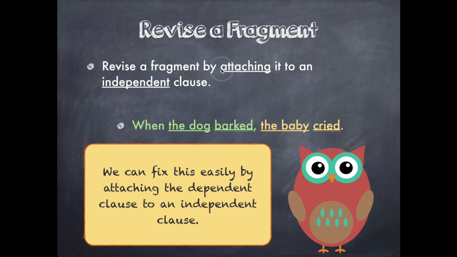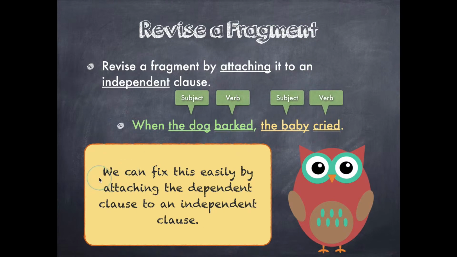You can revise a fragment by attaching it to an independent clause. When the dog barked, comma, the baby cried. My dependent clause is when the dog barked. The subject is the dog. The verb is barked. Here I have an independent clause, the baby cried. That could be a complete sentence in and of itself. The baby is my subject. Cried is my verb. So we easily fix this by attaching the dependent clause to an independent clause.